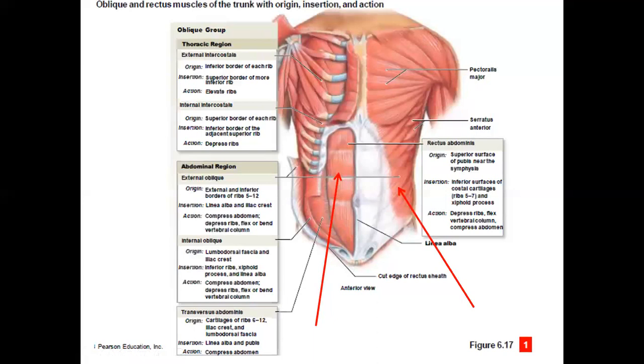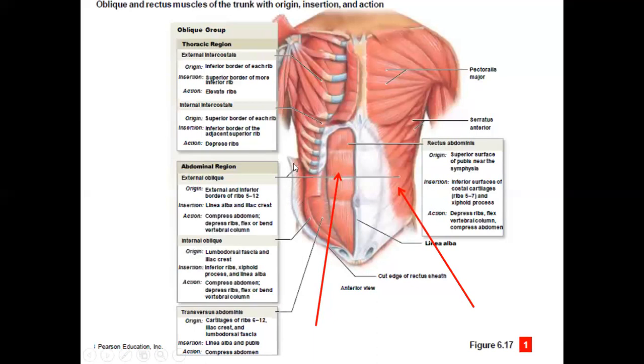Excuse me, the origin is down here on the pelvic bone. The insertion is actually up here on the lower ribs and areas there. Think about what that does. It's a sit-up, right? So if you do a couple of sit-ups, you can feel that muscle doing its job. The oblique muscles help you twist, the external oblique.